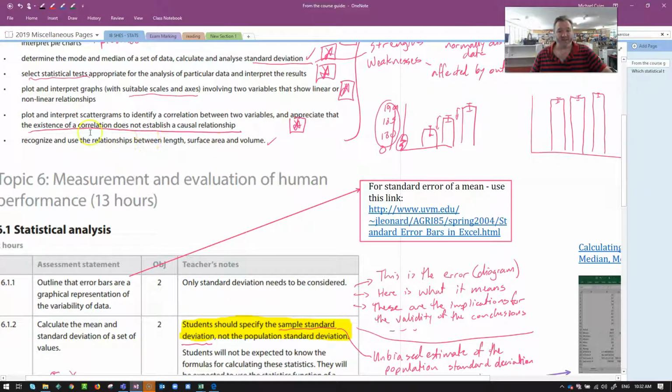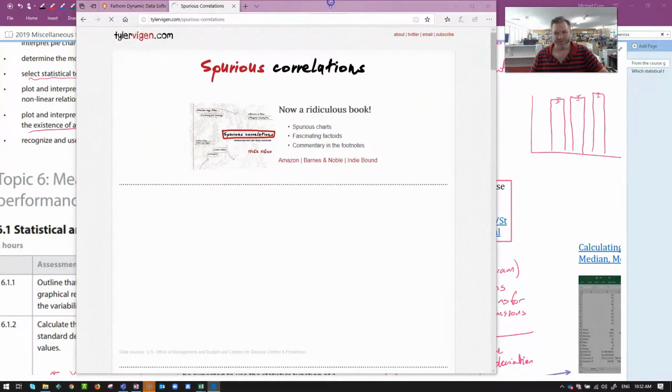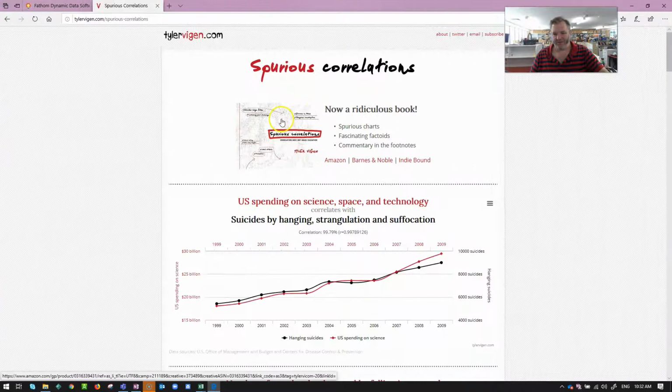Appreciate that the existence of a correlation does not establish a causal relationship. And that's really important. There are great examples. I can't type and talk at the same time, well, I can, but just not very well. I'm going to show you examples of things that are correlated, where's my favorite website? Spurious correlations. This is a great website.